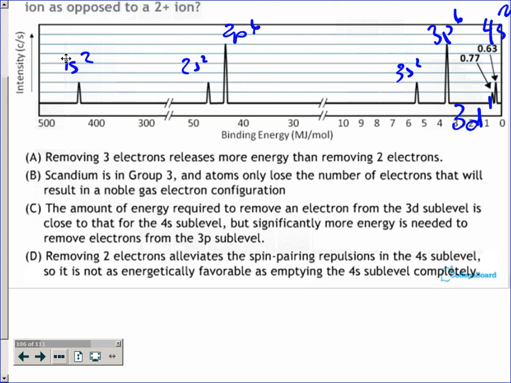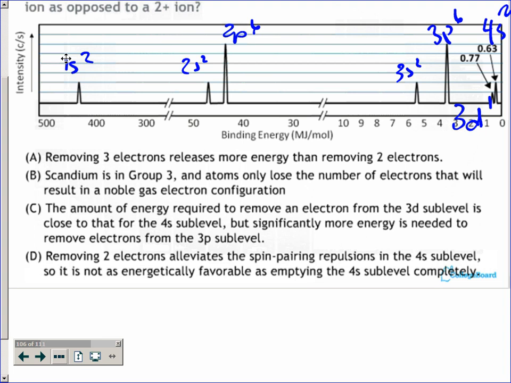All right, so removing 3 electrons releases more energy than removing 2 electrons. It's very, very close in energy. So removing 3 electrons will release a little bit more, but that is not necessarily why it's forming a 3+ charge. Okay, that might just be a true statement, but not why it's forming a 3+ charge.